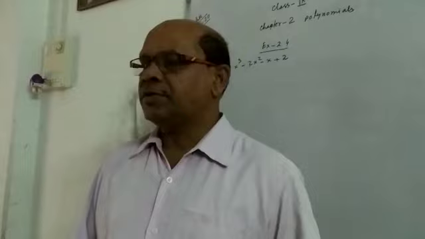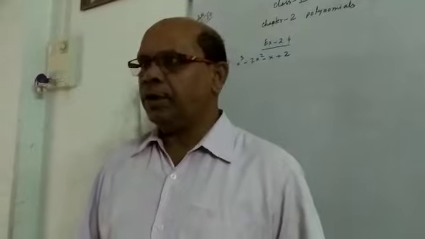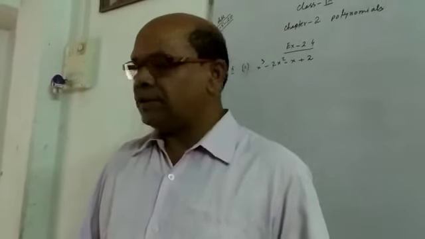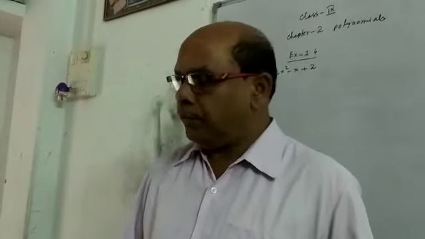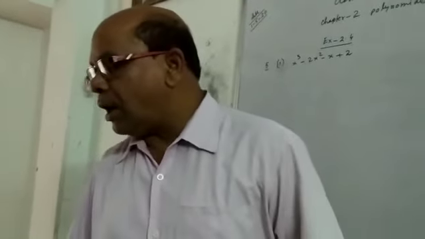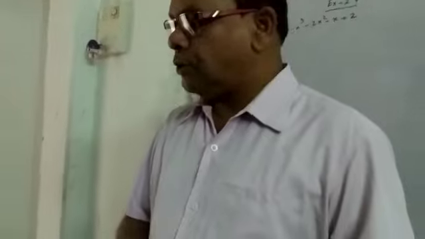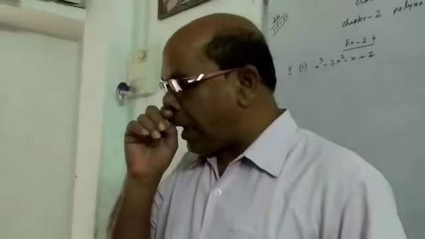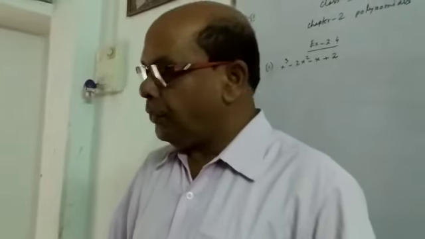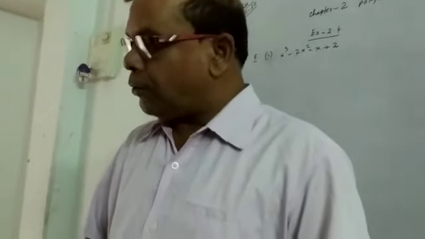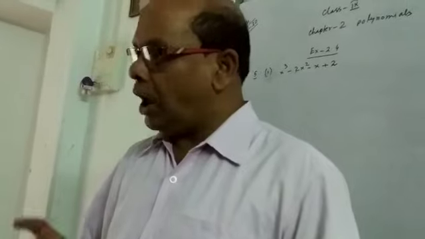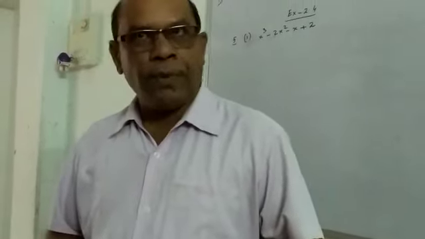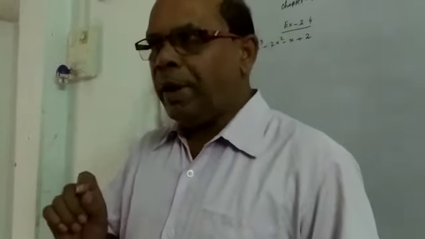This class for class 9 in last period, I have finished question number 4 of exercise 2.4. So now I will start question number 5. This question number 5 also says factorize. But question number 5 is a cubic polynomial, while question number 4 was a quadratic polynomial. You have learned how to factorize by splitting the middle term. And question number 5 is a cubic polynomial.